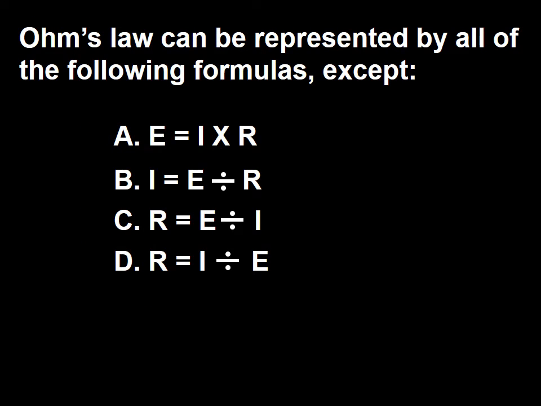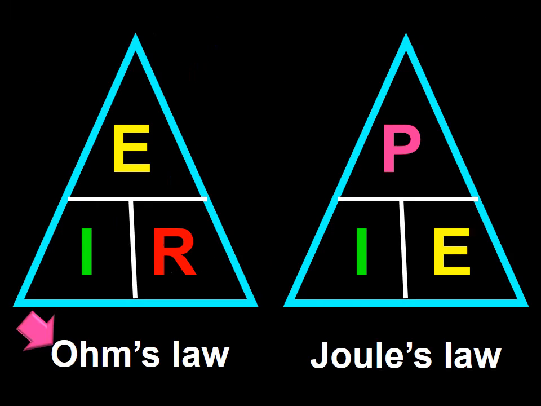Next question. Ohm's law can be represented by all of the following formulas except: A, E equals I times R; B, I equals E divided by R; C, R equals E divided by I; D, R equals I divided by E. The purpose of this question is to introduce a law needed to understand single resistor direct current circuits. This is the law of Ohm.